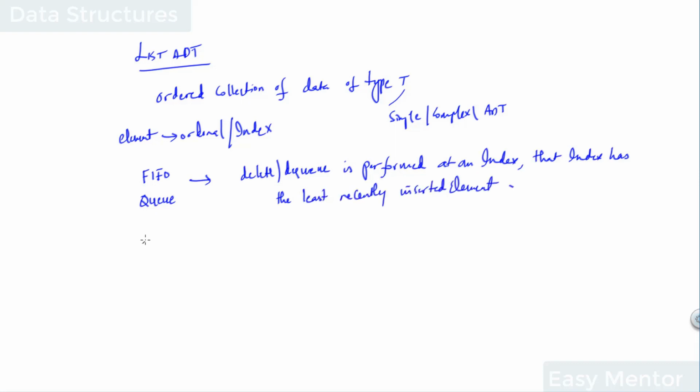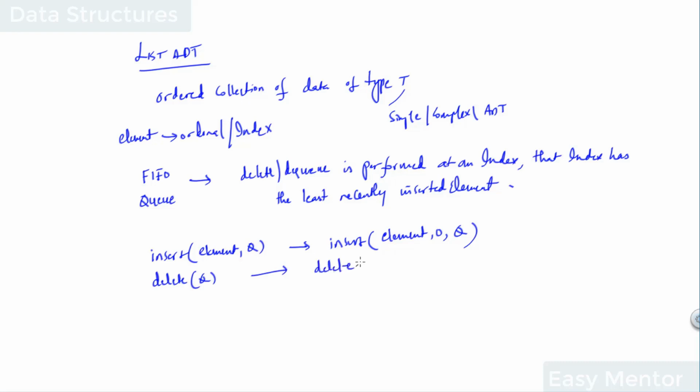So to elaborate further, we can map the operations defined in queue to the operations defined in list in such a way that when queue's delete operation is performed, the list's delete operation is performed at an index where it is guaranteed that the least recently inserted element exists. So to achieve that, what we're going to do is to map the insert operation of a queue to the list abstract data type's insert operation at the index 0. And we map the delete operation of a queue to the delete operation of the list abstract data type.